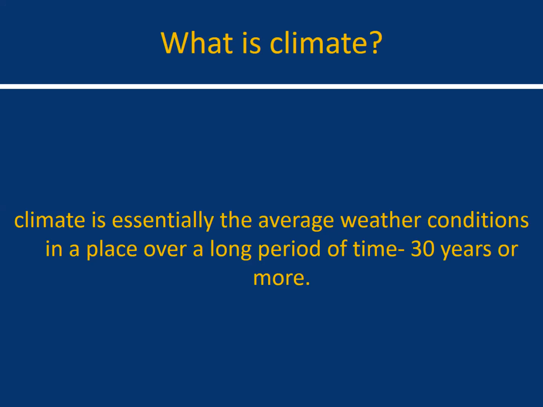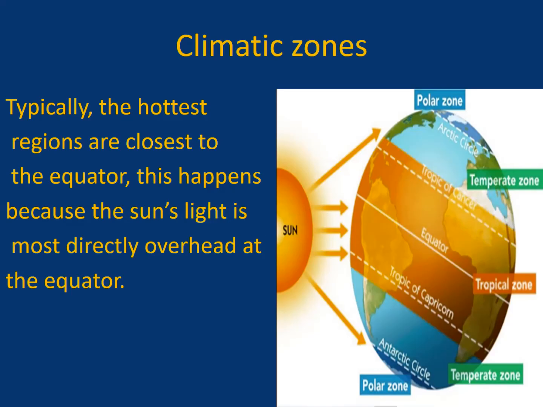So first of all, we have to learn about what is climate. Climate is essentially the average weather conditions in a place over a long period of time, 30 years or more. So we have to check a lot of facts about climate for a long period, and then we determine the climate of any region. This is how the climatic zones are different from each other.